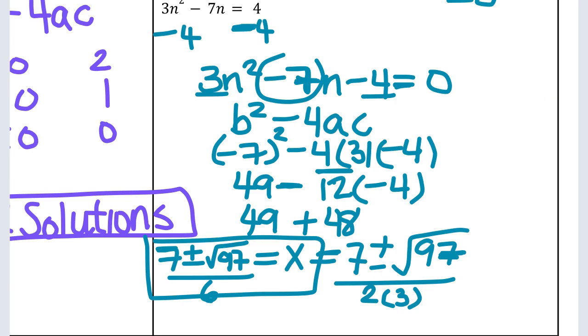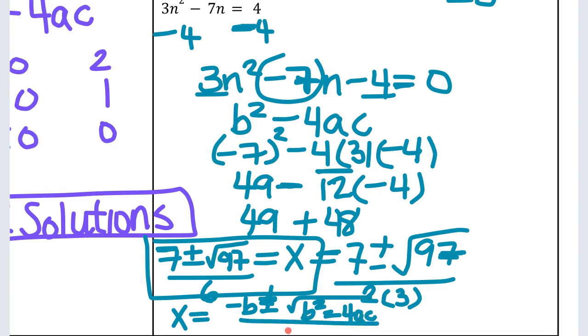Lastly, to review, the actual quadratic formula is x equals negative b plus or minus the square root of b squared minus 4ac, all over 2a.